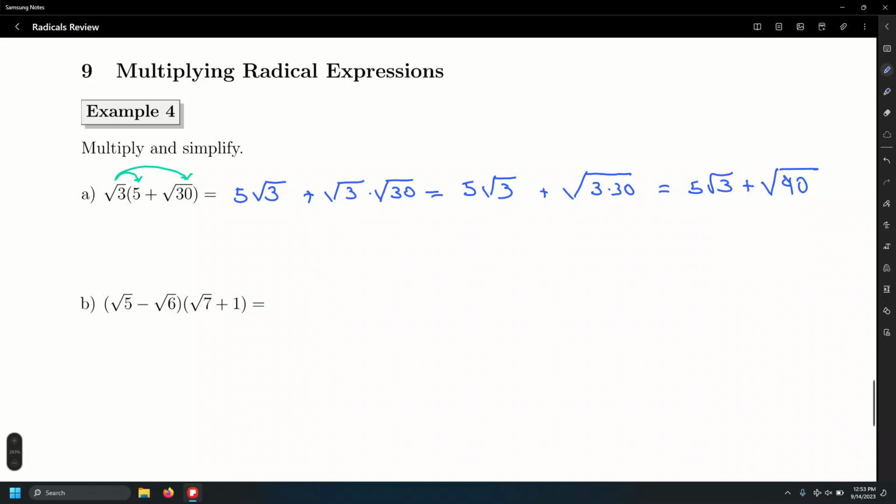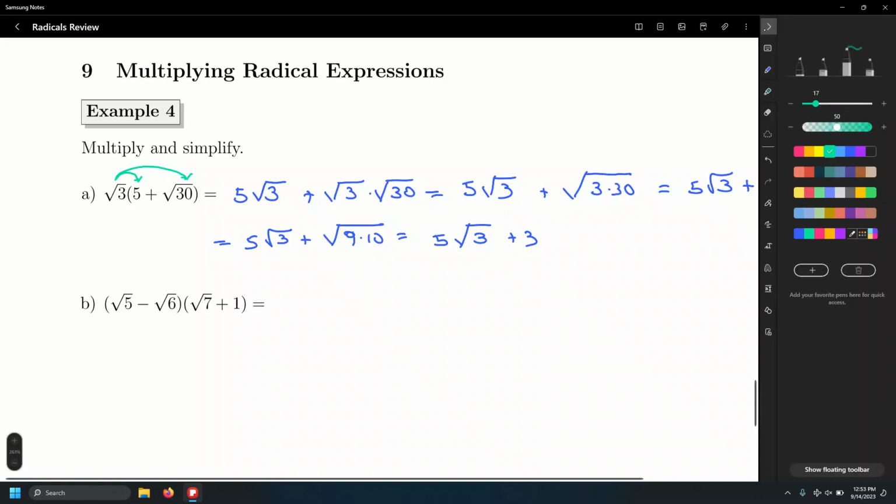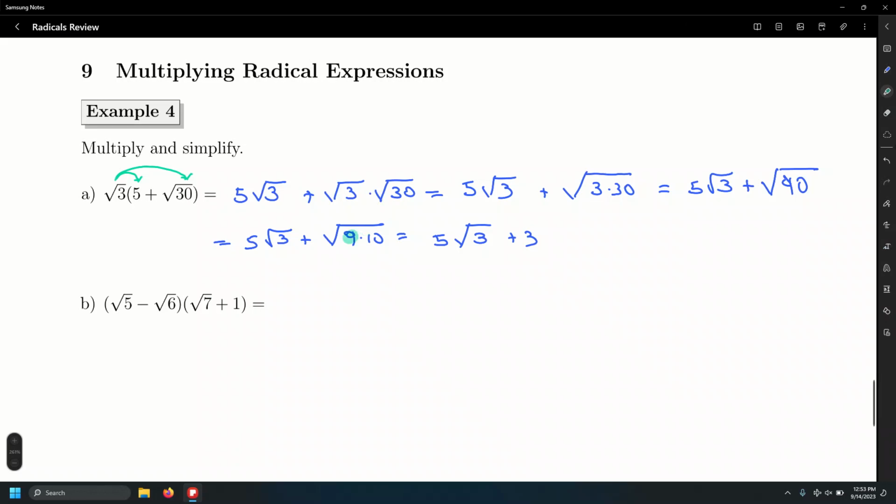9 and 10. And in fact, one of those factors happens to be a perfect square. So that'll be 5 root of 3 plus square root of 9 times 10. Take the square root of 9, which is 3, outside, and times the square root of 10.